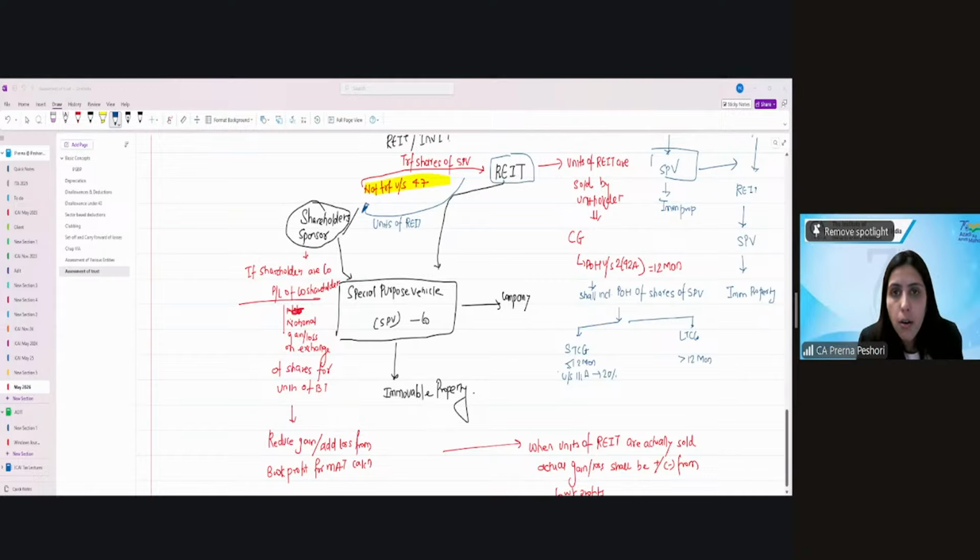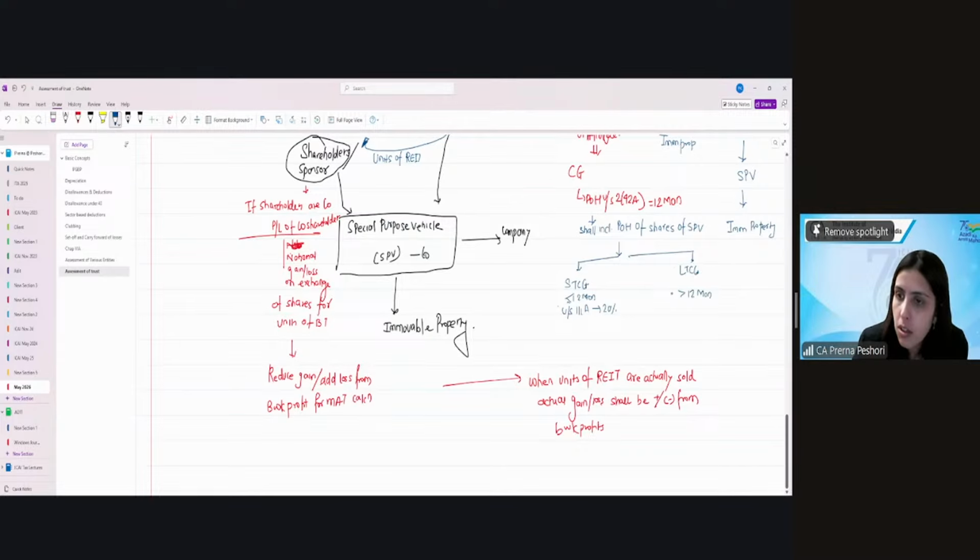Clear? What will be the tax rate for the long term? 12.5%. 12.5% over and above 1.25 lakhs. So this is covered under 112A. Are we getting this? So under section 112A, 12.5% plus surcharge and cess over rupees 1.25 lakhs. Yes or no? Yes, ma'am.